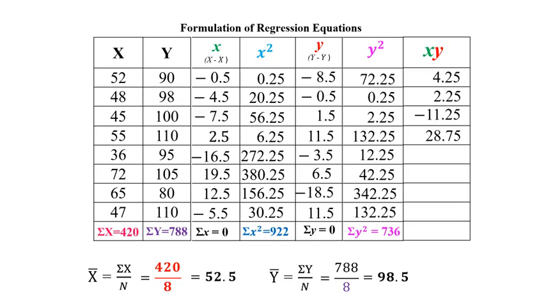it will be plus 28.75. Minus 16.5 into minus 3.5, plus 57.75. 19.5 into 6.5, plus 126.75. 12.5 into minus 18.5, it will be minus 231.25. Minus 5.5 into 11.5, minus 63.25. Okay, like this you have to compute the values. Summation of xy, minus values are more, therefore minus 86.